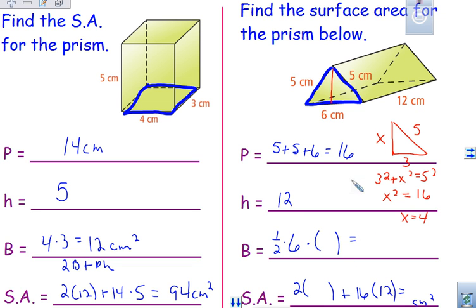So when I do this problem, my perimeter is 5, 5, 6 for 16. My height is 12. When finding the area of the base, I need to have that height. So we have to use Pythagorean theorem. So that's the triangle I cut out, and we get 4 for our height of that triangle, which makes the area of our base 12. So we have two bases at 12 each, plus the lateral surface area of 16 times 12 gives us 216 square centimeters.